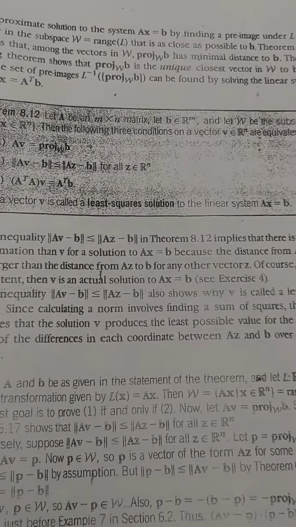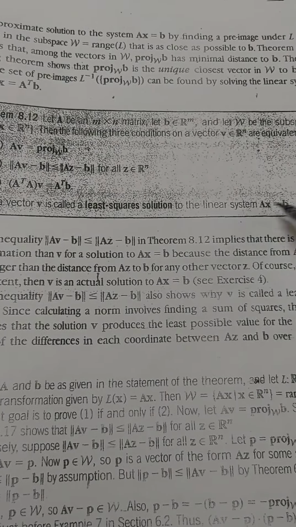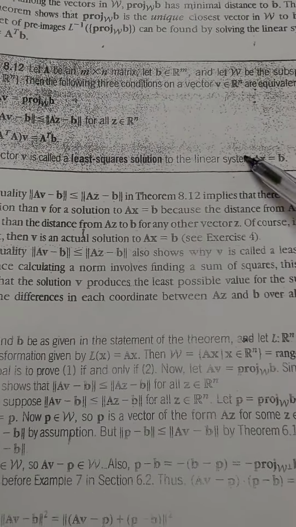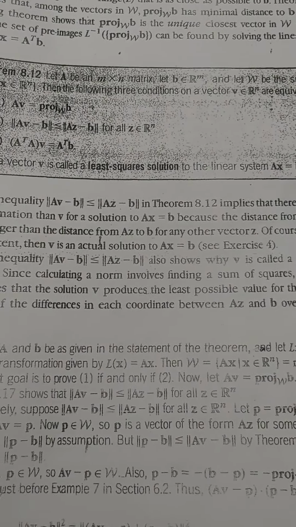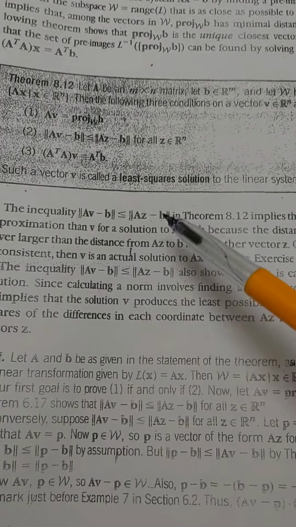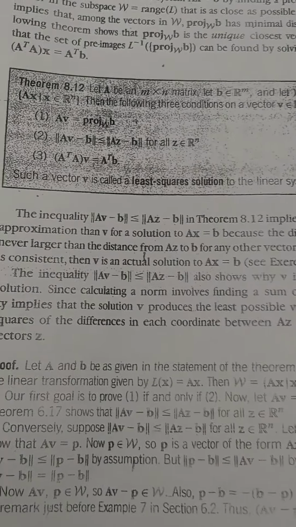It is obtained when the system is inconsistent. If consistent, then we can easily get the exact solution. If the system is inconsistent, then we get an approximate solution by this least square method, and the name of the solution is least square solution.